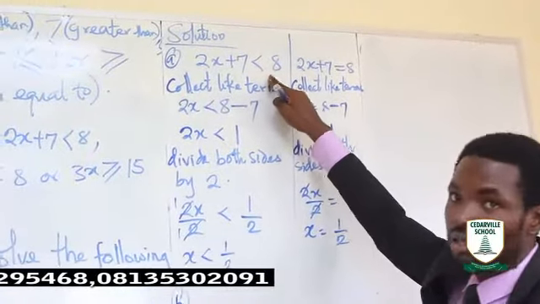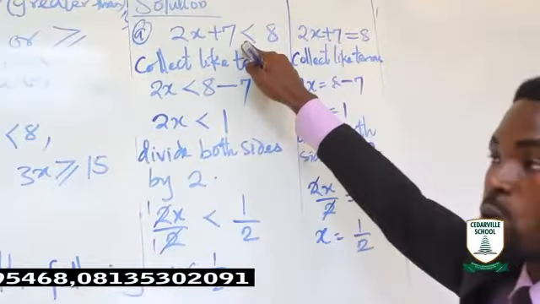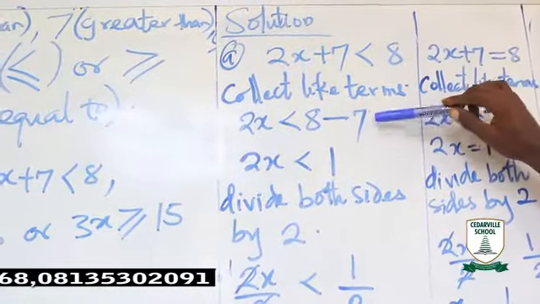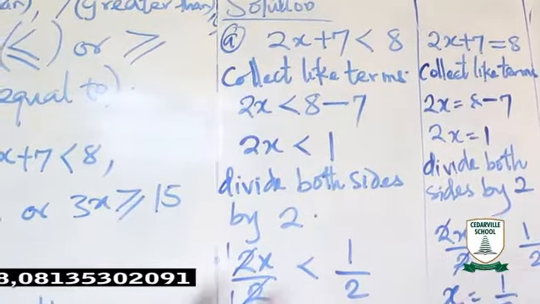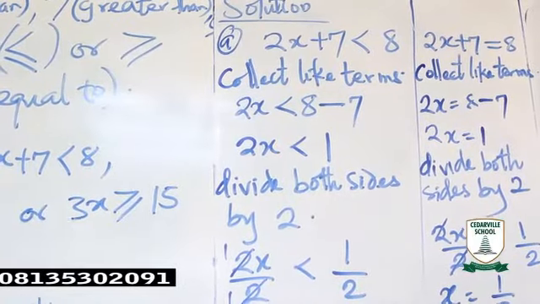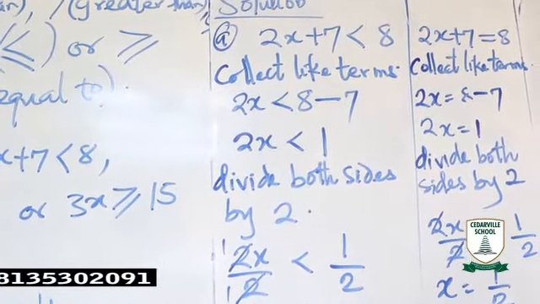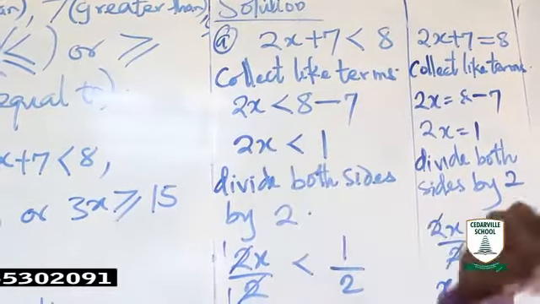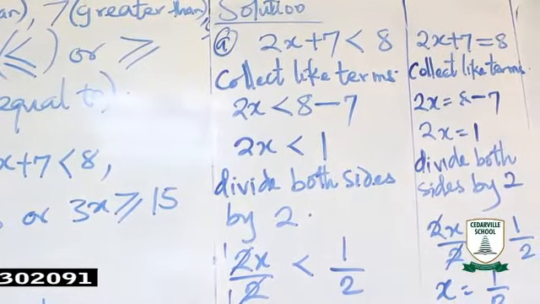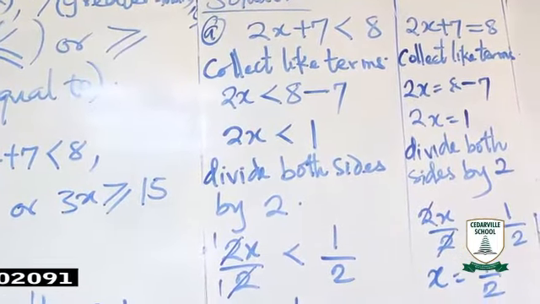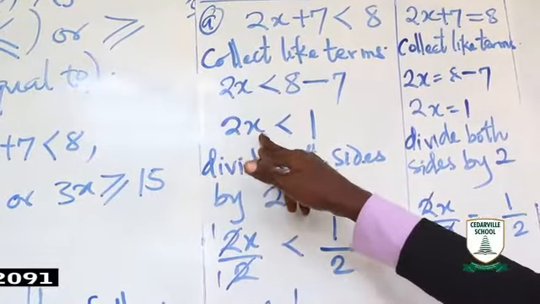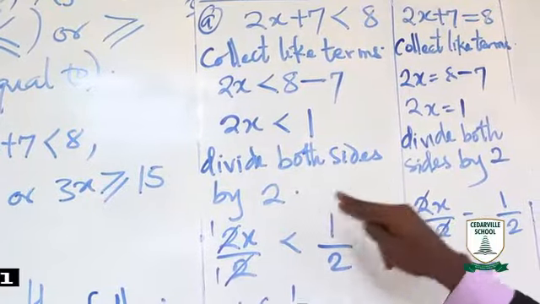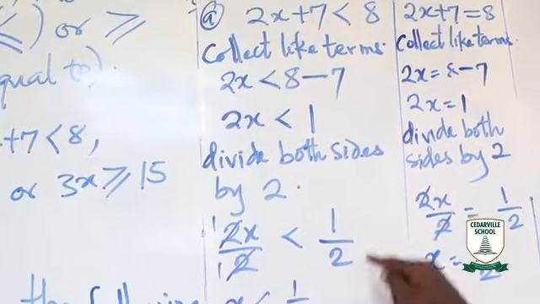When you have the question, the first thing is to collect like terms in this kind of question. You collect like terms: plus 7 crosses the equality sign to become minus 7. Mind you, when plus crosses, it becomes minus, and when minus crosses, it becomes plus. Take note. So, 8 minus 7 is 1. Then when you are to remove a digit from an unknown, you divide both sides by that digit. So 2 is standing with x, 2x divided by 2, less than 1 divided by 2. Divide both sides by 2. Then x will be less than 1 over 2.